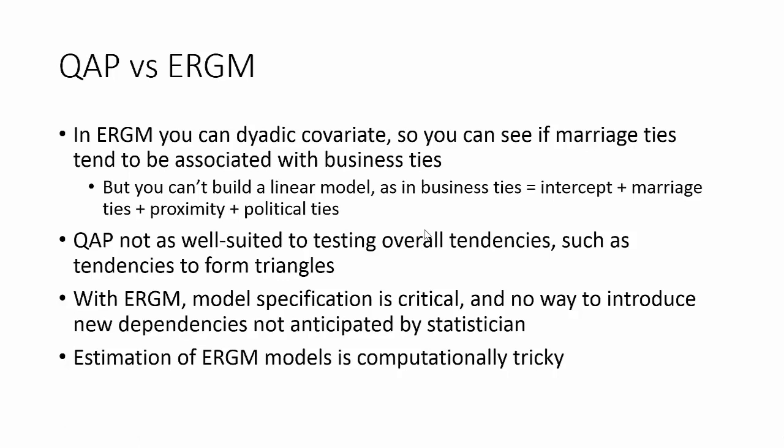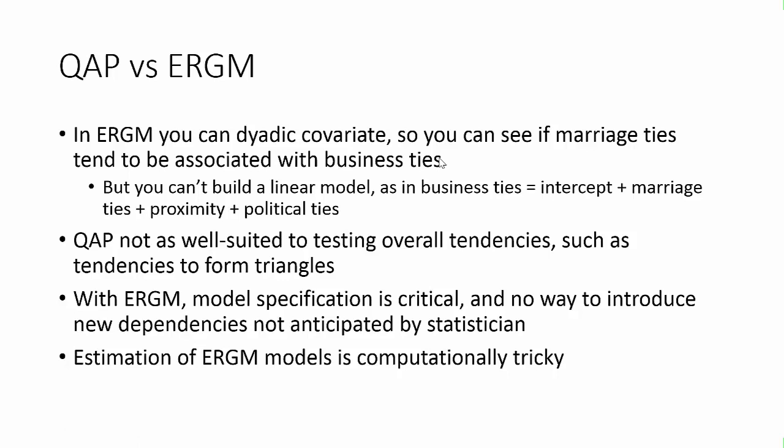But what you can't do is build a linear model like we're used to doing in normal journals, right? Where we say, well, we think that the probability of a business tie is a function of marriage ties, physical proximity, compatible companies or organizations, political ties, and all these kinds of control variables. You can't do a model like that, but you can do a bivariate model. So at that level, QAP and ERGM are comparable.